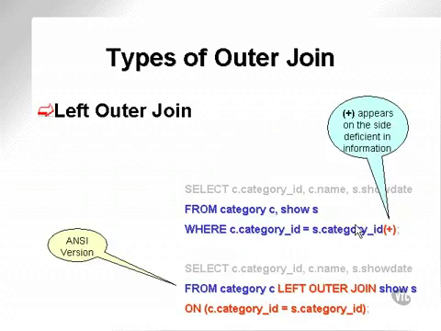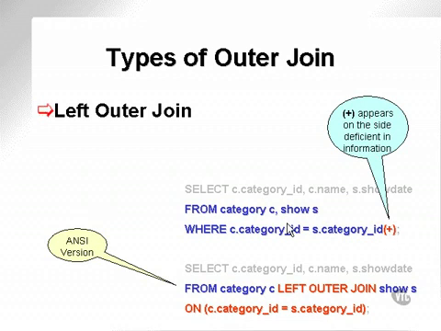Here we have two examples of left outer joins. The first one is the Oracle proprietary format, and the second one is the ANSI standard format. As you can see, the Oracle format has a little plus sign in parentheses. This plus sign will always appear on the side deficient in information.